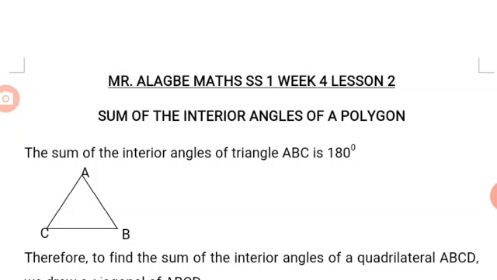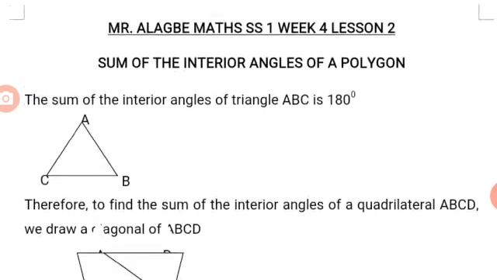Last time we met, we discussed geometry, the types of triangles that we have, quadrilaterals, and the number of sides of a polygon and their names. So today we want to look at the sum of interior angles of a polygon.